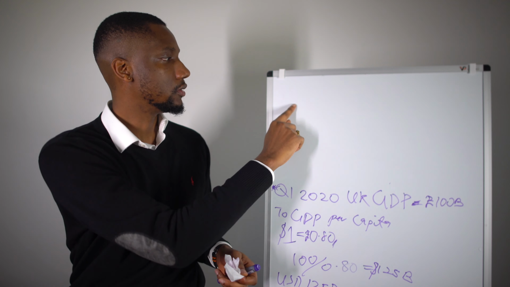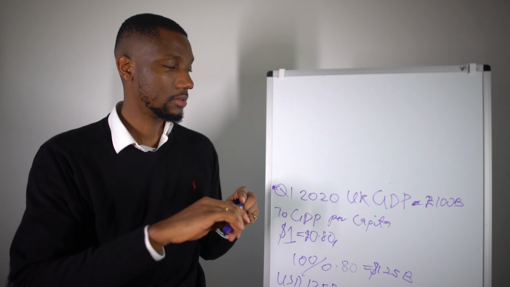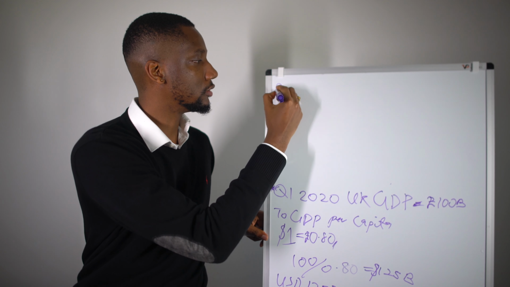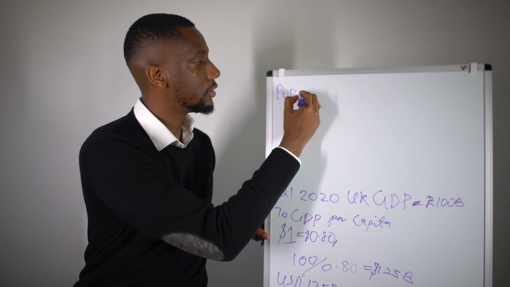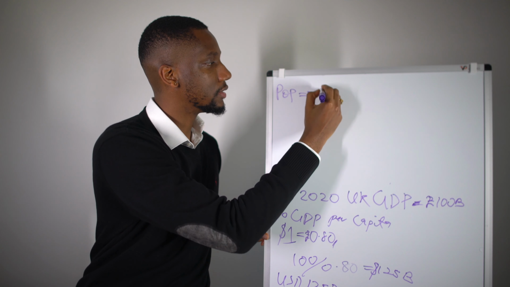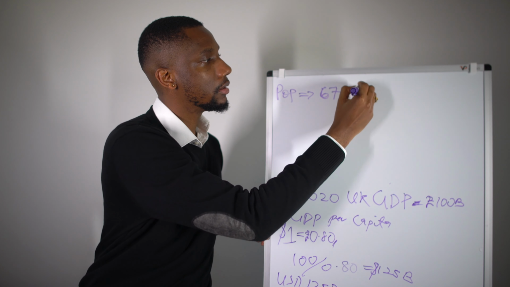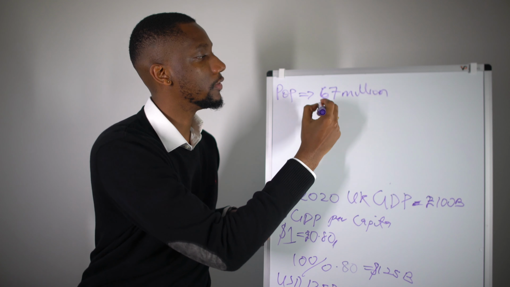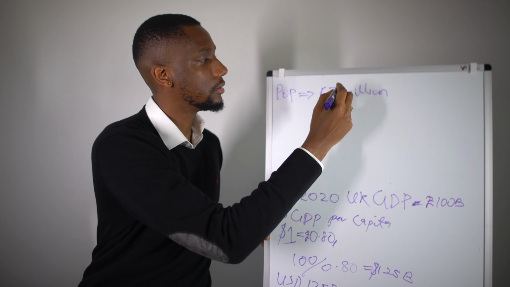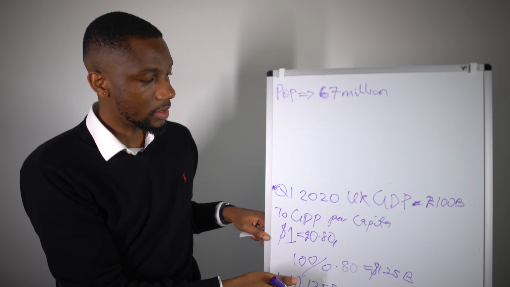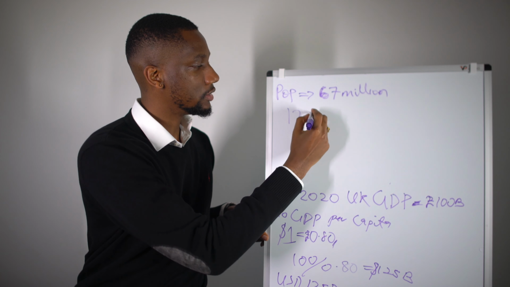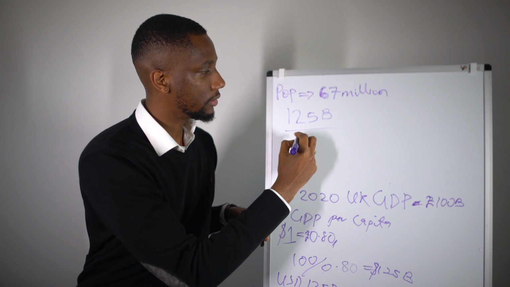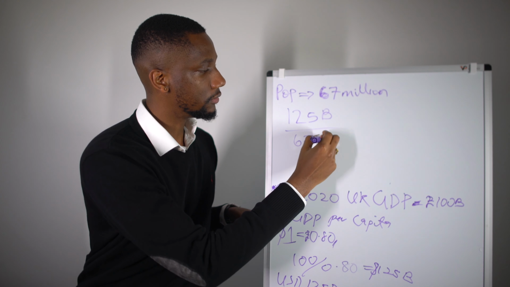So what are we going to do here? I hope this thing is dry now. So let's assume the population, pop, is equal to, let's say, 67 million. I think that's the current population of the UK. Do you know the current population of the UK? Yeah, I think so, 67 million. So then what do we do? We do 125B divided by 67 million.